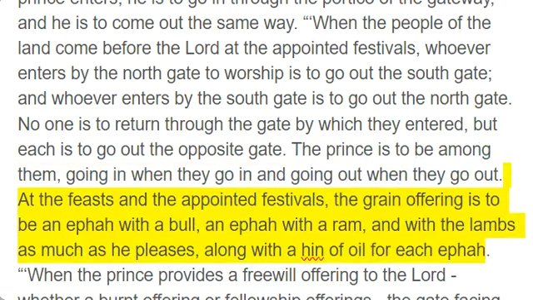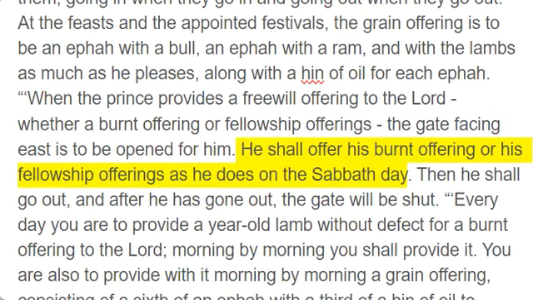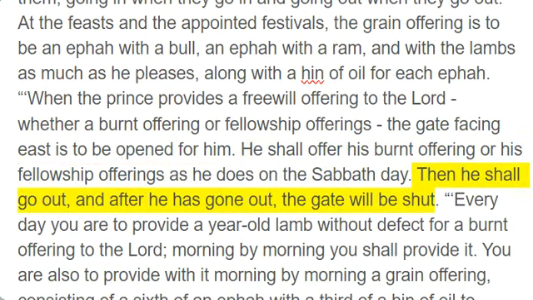At the feasts and the appointed festivals, the grain offering is to be an ephah with a bull, an ephah with a ram, and with the lambs as much as he pleases, along with a hin of oil for each ephah. When the prince provides a freewill offering to the Lord, whether a burnt offering or fellowship offerings, the gate facing east is to be opened for him. He shall offer his burnt offering or his fellowship offerings as he does on the Sabbath day. Then he shall go out, and after he has gone out, the gate will be shut.